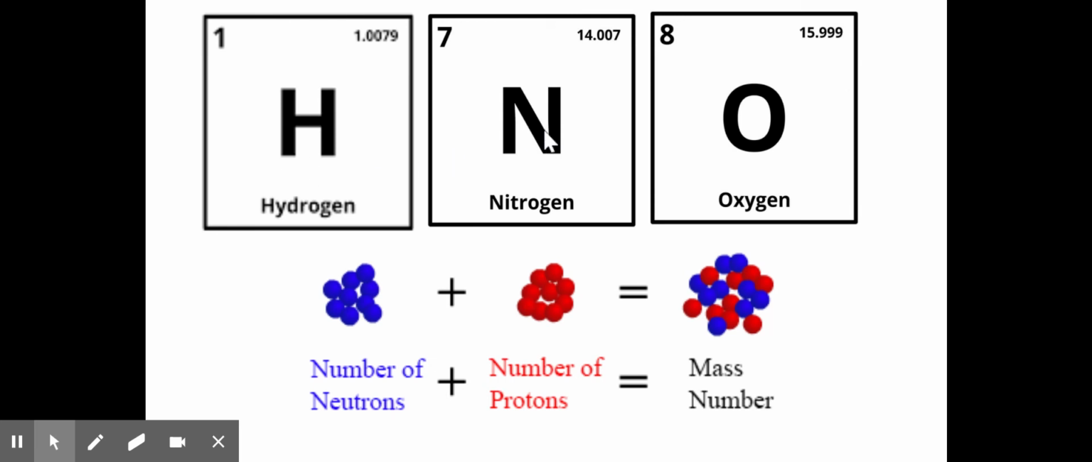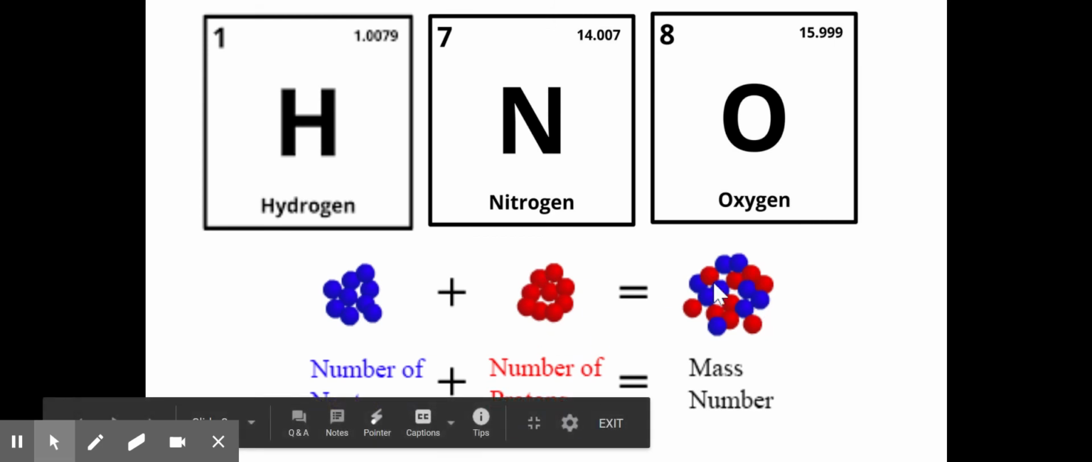The other example is nitrogen. Nitrogen has 7 over here, meaning it has 7 protons, and this 14 over here means the mass number is 14. So we have 7 over here, 14 over here. You subtract, and you get the number of neutrons, which is also 7.